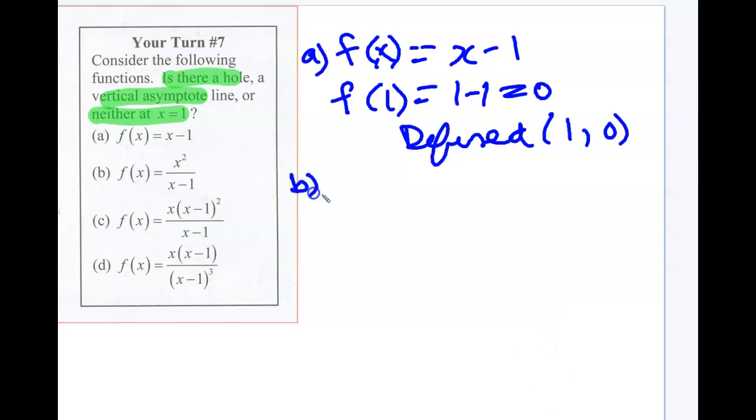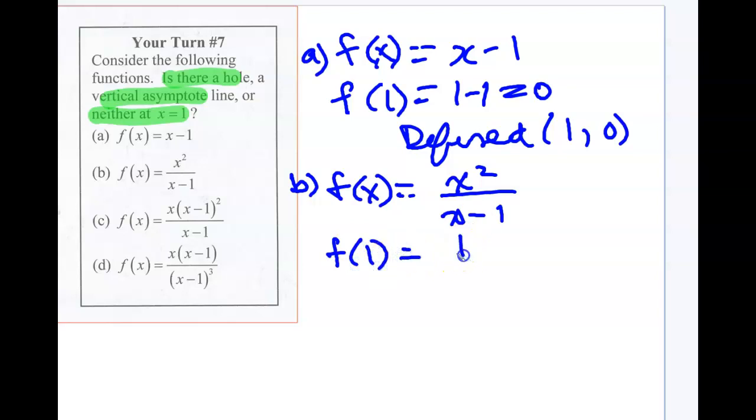Okay, for B, we are given that f of x is equal to x squared over x minus 1. And if I plug 1 into the function first, I'm going to end up getting 1 squared is 1 over 0. And that indicates to me that 1 makes it undefined. So therefore, x equals 1 is going to be a vertical asymptote. Another way to think of it, this factor x minus 1 has a non-permissible value of 1, and it doesn't cancel out with any factor in the numerator. So therefore, it has to be a vertical asymptote.